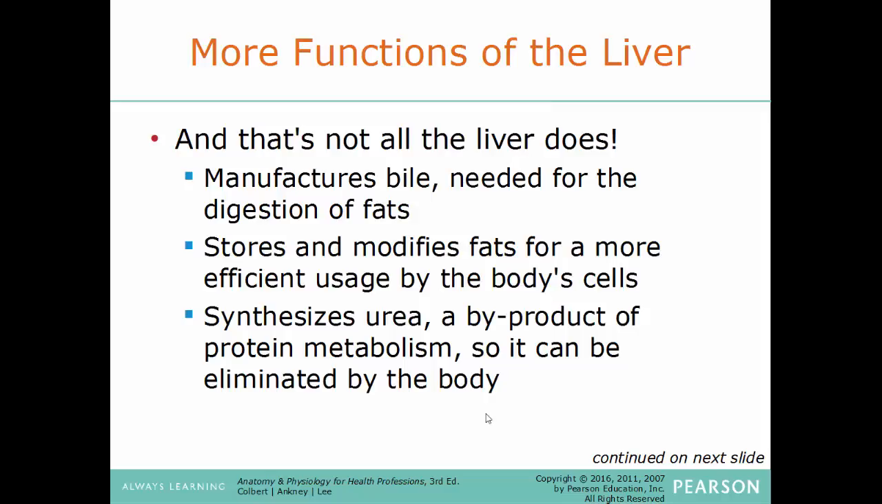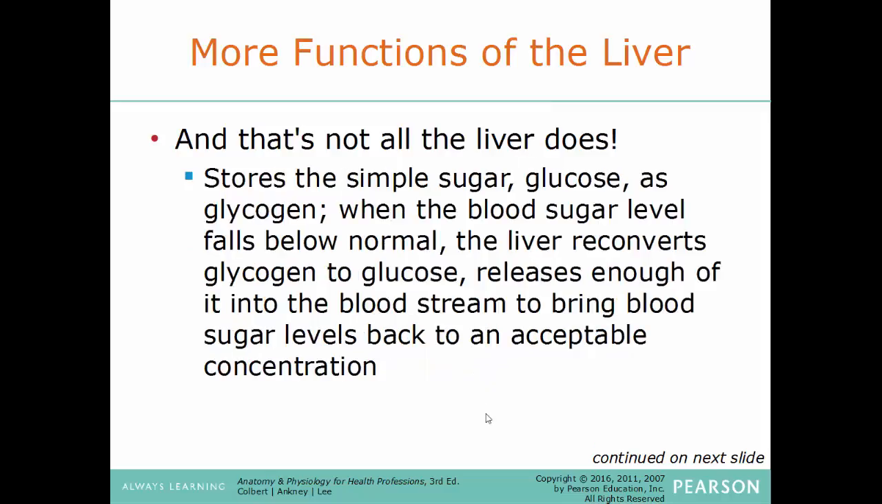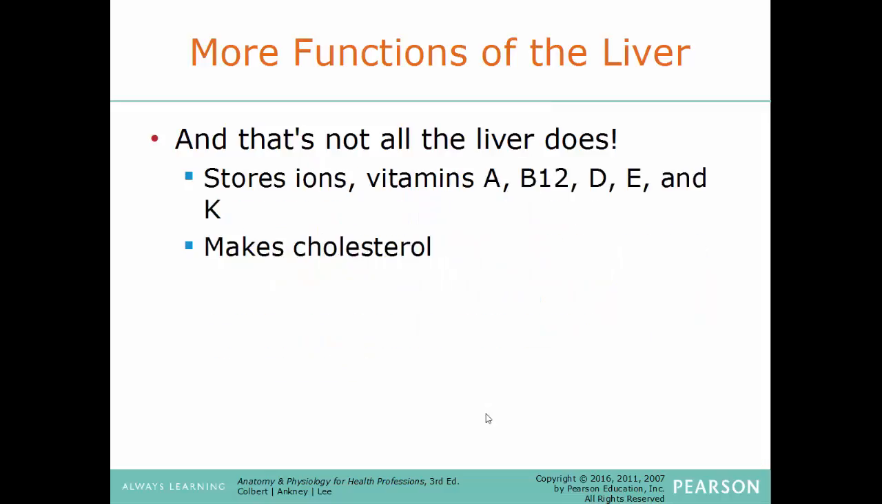It will synthesize urea, which is a byproduct of protein metabolism, so it can be eliminated by the body. It will store simple glucose as a modified form called glycogen. When blood sugar levels get too low, the liver will reconvert that back to glucose, so you have a quick source of energy right away. It will store ions, vitamins A and B12 and D and E and K. You can also make cholesterol. And again, this is a very, very short list of all of the stuff that the liver can do. That's why your liver is such a vital organ.